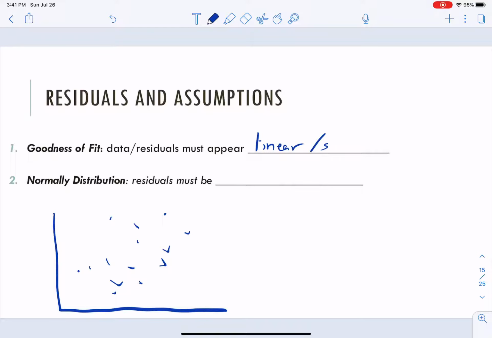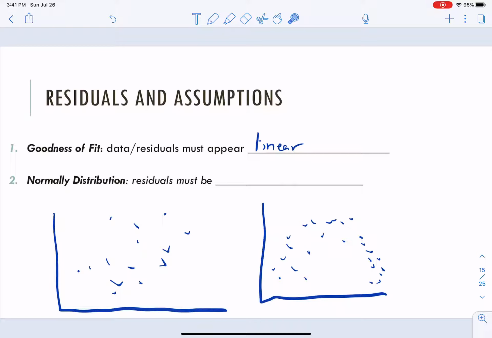Actually, I was going to say straight line. We're just going to leave it as linear, right? So if our data looks like this, the computer still is going to try its very best to draw a line through this, okay? But we see, and hopefully I drew it good enough, that it's very much curved, right?